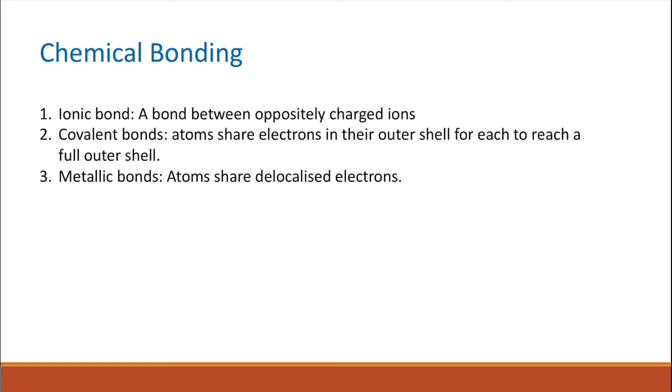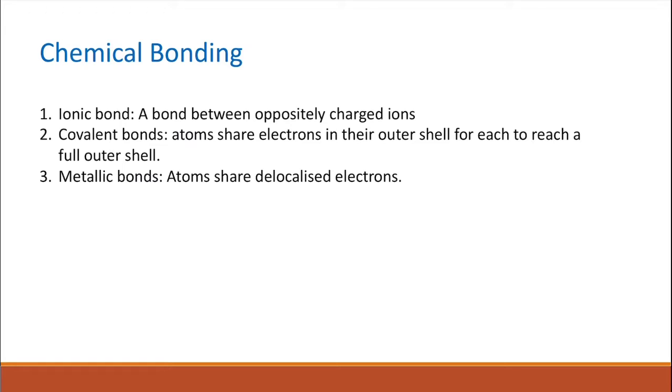So, before we start talking about ionic bonding, you must know what the different types of chemical bonding are. There are three types of chemical bonding you need to know. The first one is the ionic bond, which is the bond that's formed between oppositely charged ions. Normally, you can find this between metals and nonmetals.